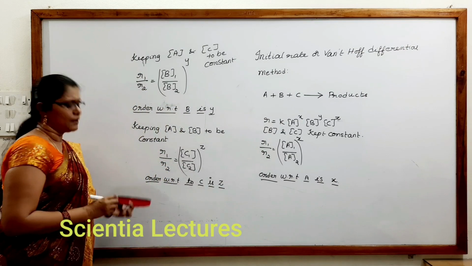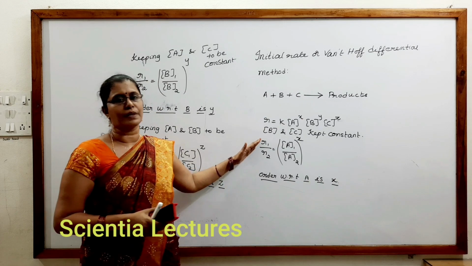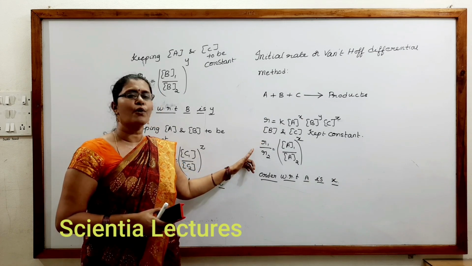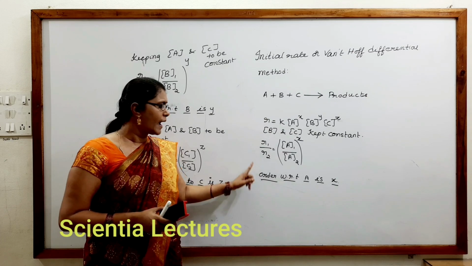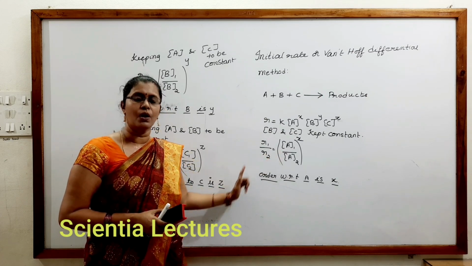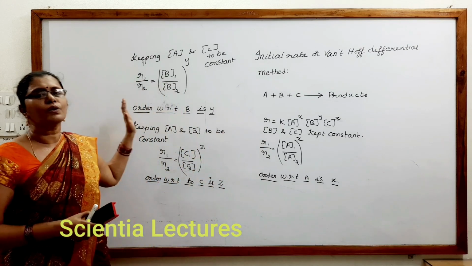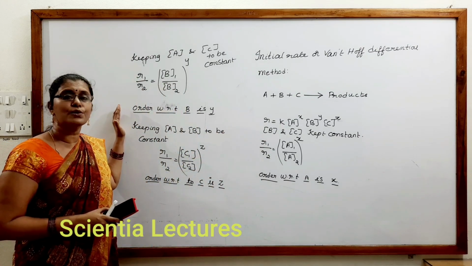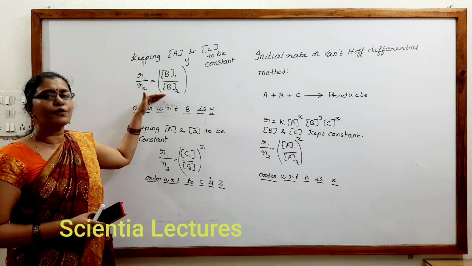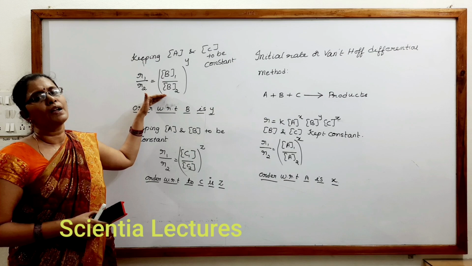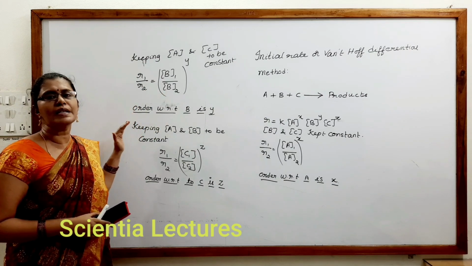Now listen carefully. First we took B and C concentrations to be in excess or kept constant, and we found the rate of reaction only in terms of change in the concentration of A, and found the X value. Order with respect to A is X. Now here we took concentration of A and C to be constant, and we took the rate of reaction in terms of only the change in concentration of B. Based on that, we got order with respect to B is Y.